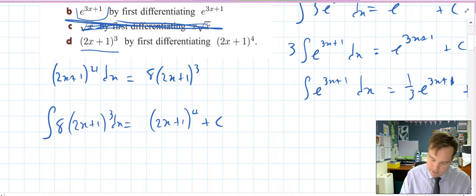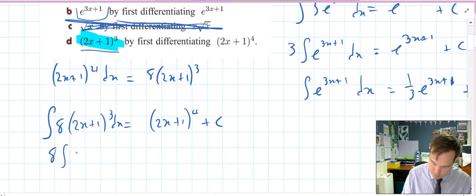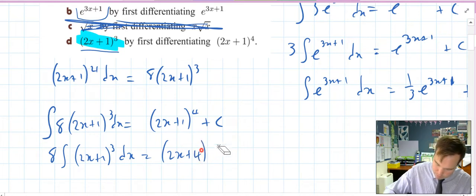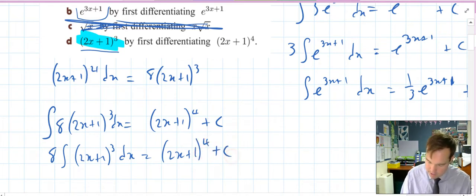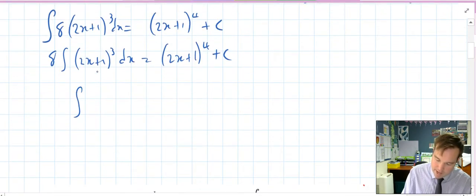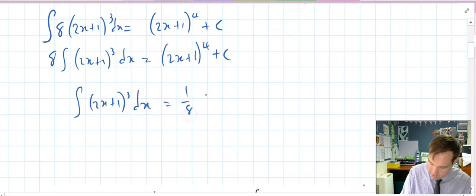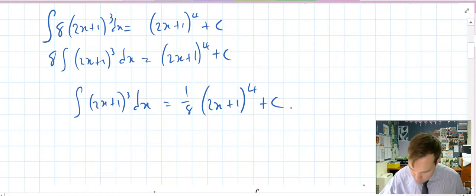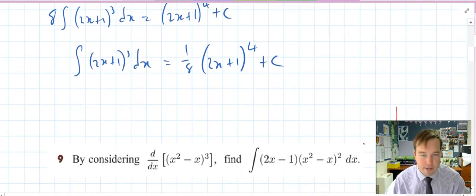Alright, and we can see that inside the integral is pretty close to what we were after. The only thing we have to deal with is that pesky 8, which can come out the front. 8 times the integral of 2x plus 1 to the 3 dx is equal to 2x plus 1 to the 4 plus c. Divide both sides by 8. So the anti-differentiation of 2x plus 1 to the 3 dx is equal to 1 on 8, 2x plus 1 to the 4, plus c. Plus c is important. We need it, but we don't need to divide it by 8.